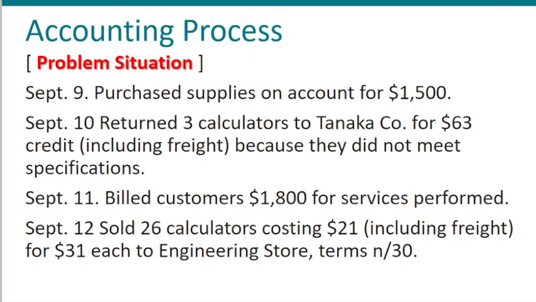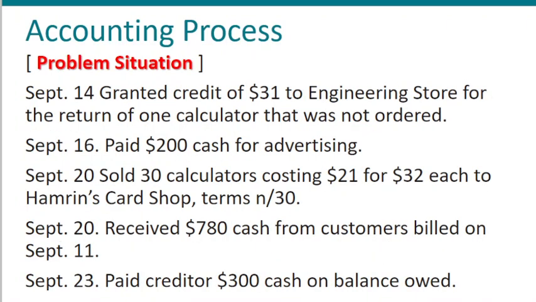September 11, bill the customers $1,800 for services performed. September 12, sold 26 calculators costing $21 including freight for $31 each to engineering store. The term is N/30. September 14, granted credit to $31 to engineering store for the return of 1 calculator that was not ordered.